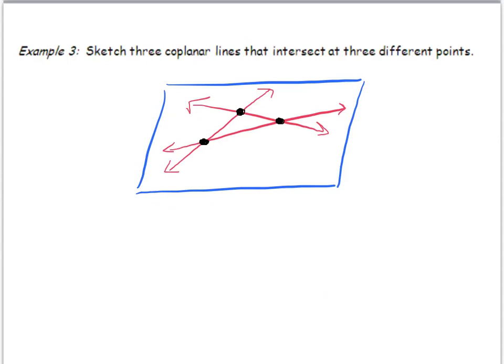So hopefully you ended up having a drawing that looks somewhat like this. We have sketched out our blue box representing our plane, and 3 coplanar lines. So they all sat inside of our plane, and they're intersecting at 3 different points. So this first line, our second one, and our third one, they intersect at the 3 different points. So a little bit of a tricky problem, but hopefully you ended up getting it.